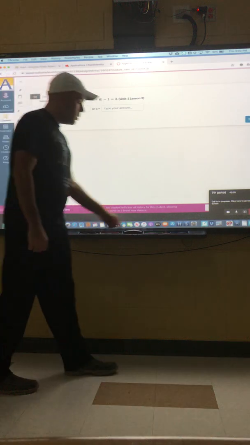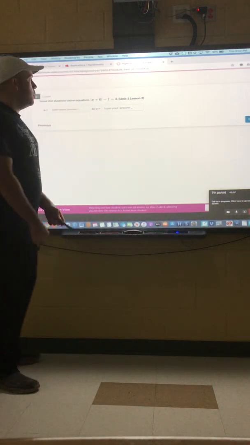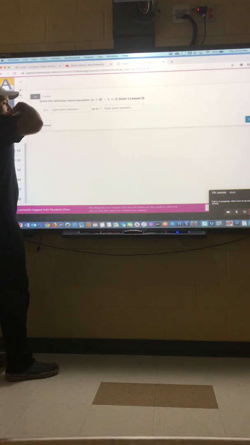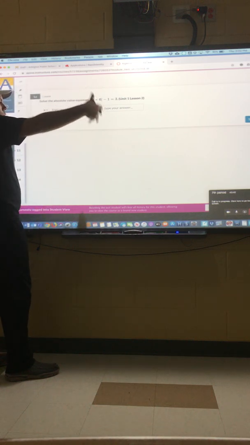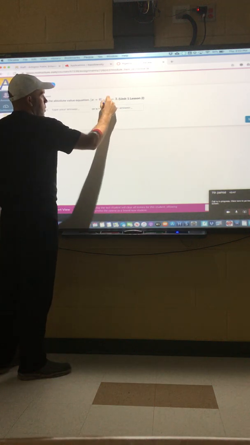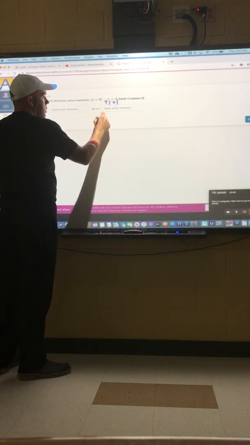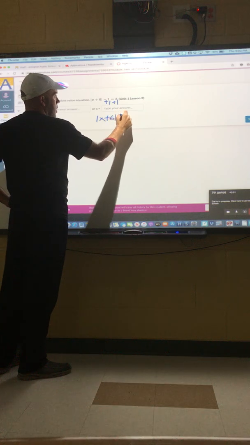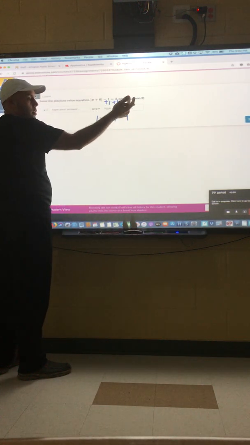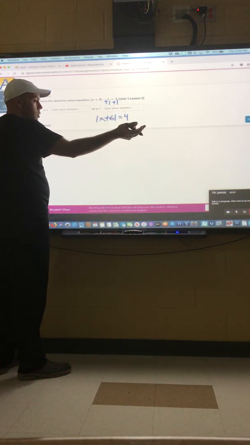All right, last but not least, number 16, the review question from Unit 1. We're asked to solve this absolute value equation. So remember, when we solve an absolute value equation, the first thing is we want to get the absolute value alone first. To do that here, we would add 1 to both sides. That leaves me with the absolute value of x plus 6 equals 4. Now I see the absolute value is equal to a positive, so that's good. If it was equal to a negative, we'd just say no solution.